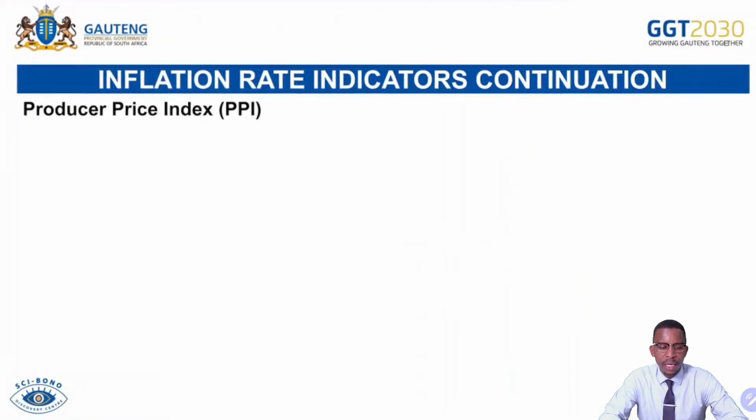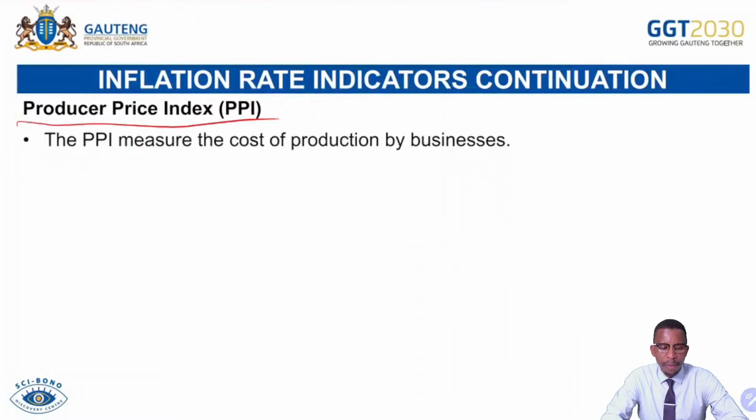We continue with inflation rate indicators. We talk about the producer price index. Remember, the producer price index measures the cost of production by businesses. It consists of the cost of inputs by businesses. The PPI measures the cost of production by businesses, like I've mentioned.